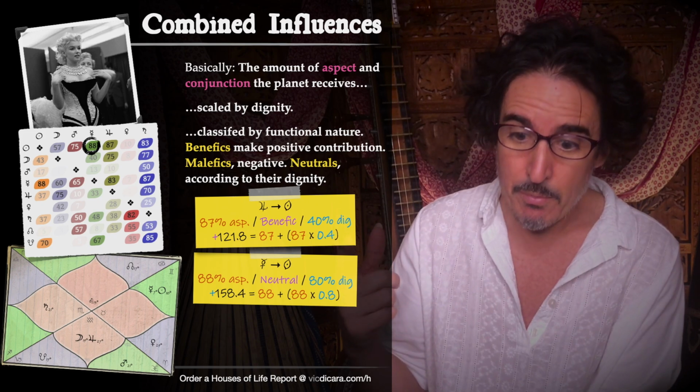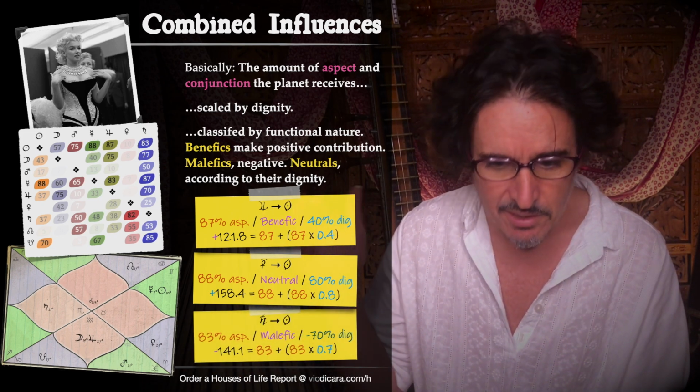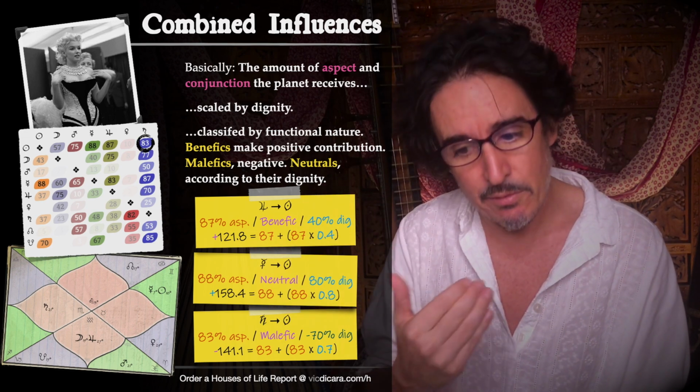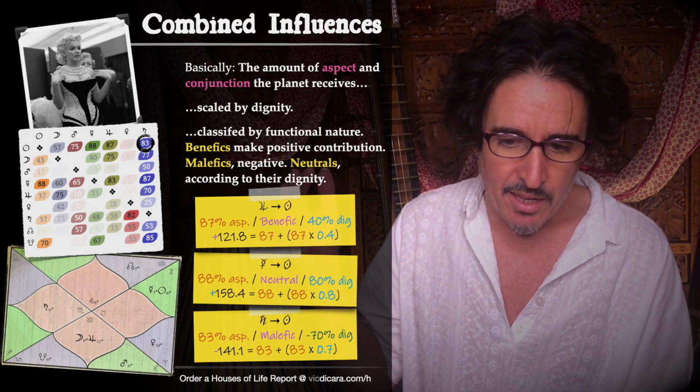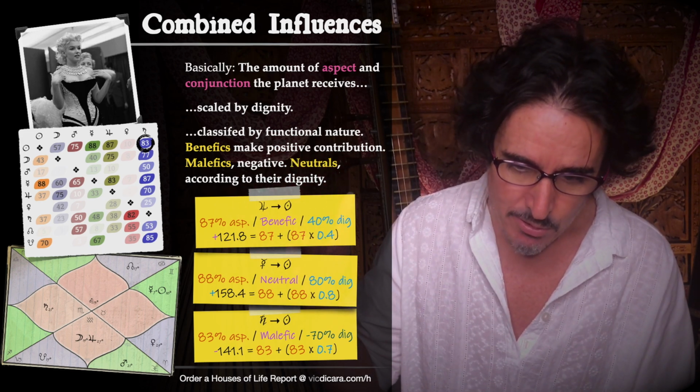One more example from a functional malefic, Saturn. Since it's a functional malefic, it's going to be a negative influence. Saturn influences the sun by 83%.